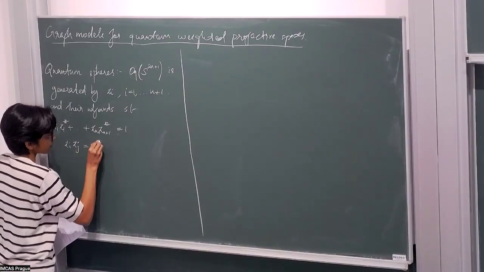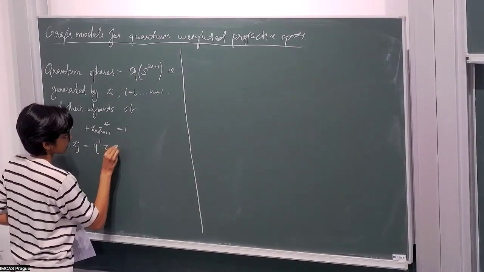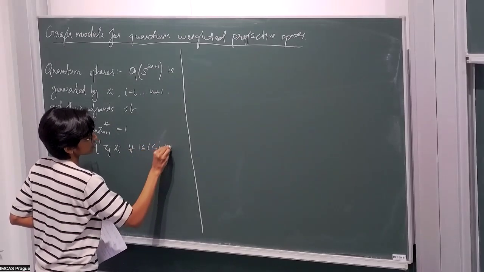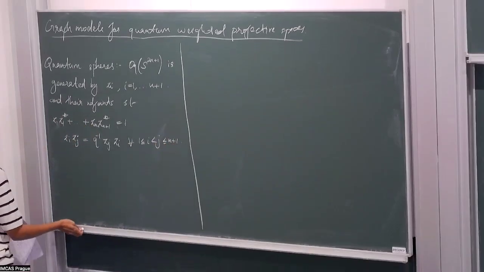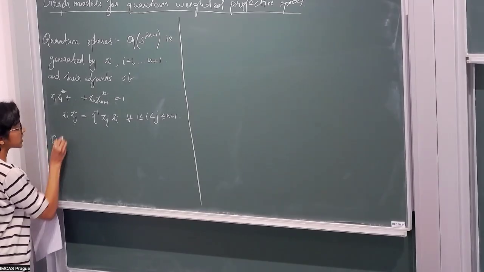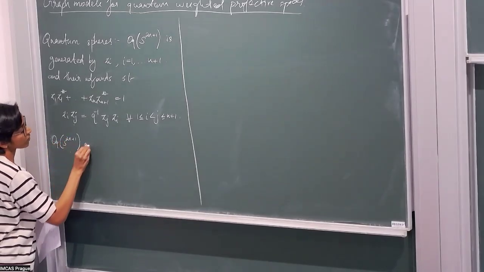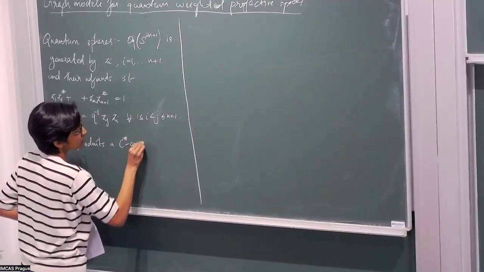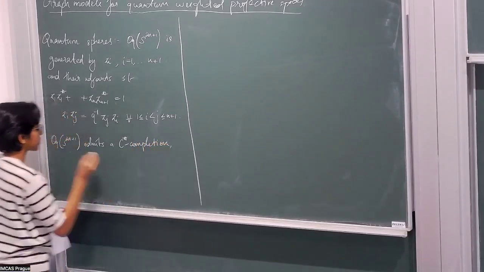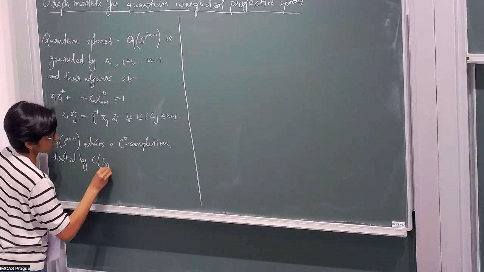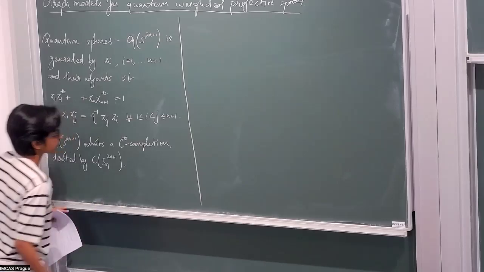z_j z_i equals q^{-1} z_i z_j, for 1 less than or equal to i less than j less than or equal to n+1, and then a few more commutation relations. And this star algebra admits a C-star completion, which I will denote by C(S_q^{2n+1}).